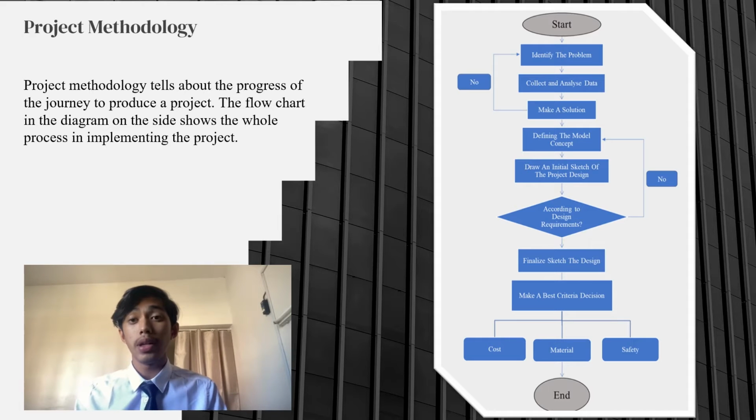Okay, I would like to tell about the project methodology. Project methodology tells about the progress of the journey to produce a product. The flowchart in the diagram on the side shows the whole process in implementing the project.